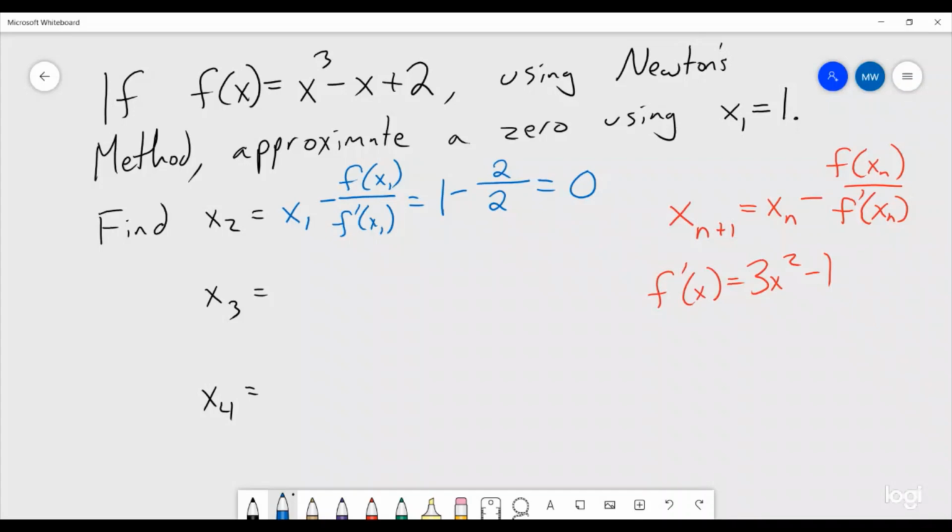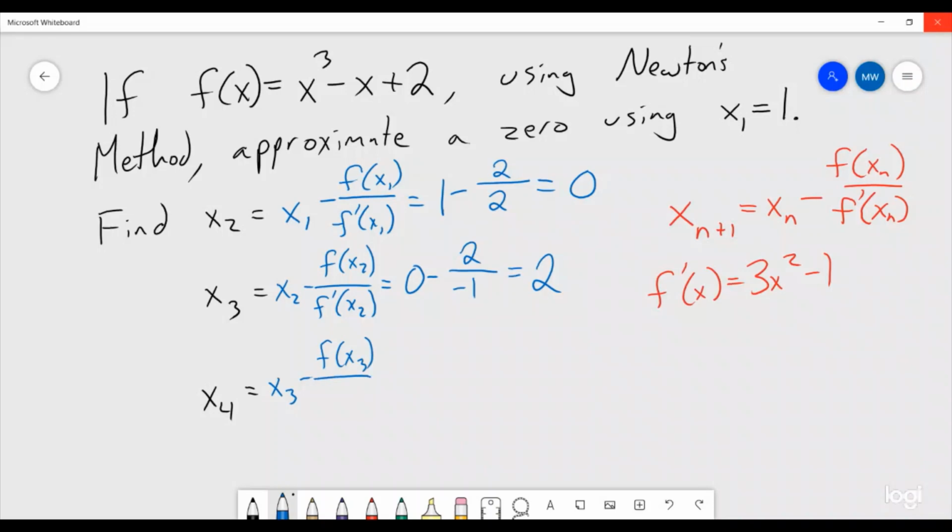Okay, next one, x3, that's going to be x2 minus f of x2 divided by f prime of x2. That's going to be 0 minus f of 0, that's 2. f prime of 0 is negative 1. So 0 minus negative 2, that's a positive 2. And then x4, that's going to be x3 minus f of x3 divided by f prime of x3.